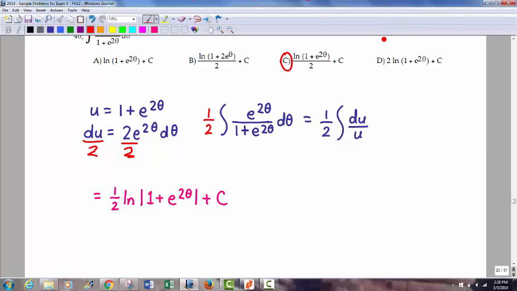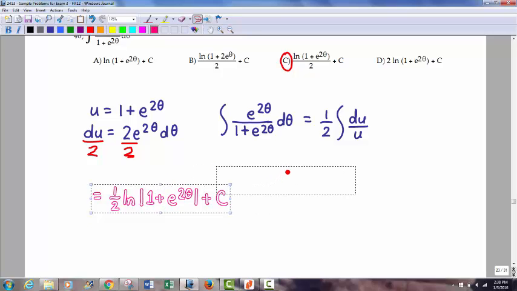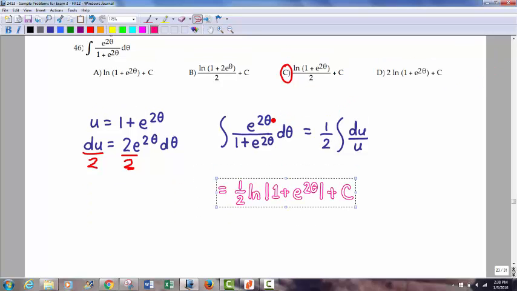And so let me get rid of this too. Now it looks correct. So we have basically then the integral of e to the 2 theta divided by 1 plus e to the 2 theta would just be 1/2 du over u.